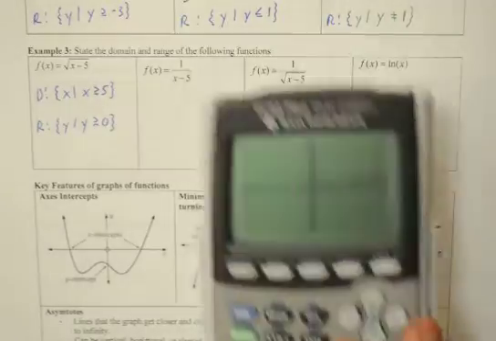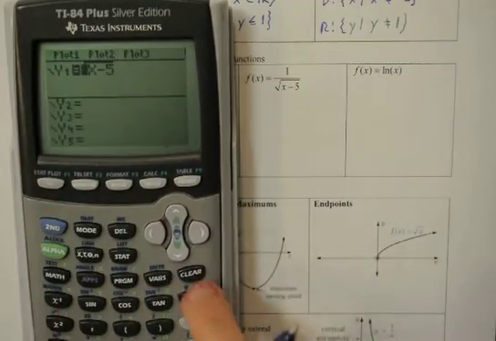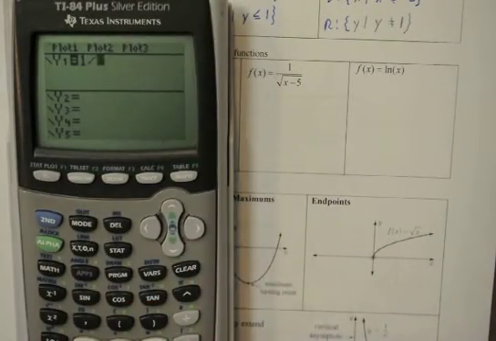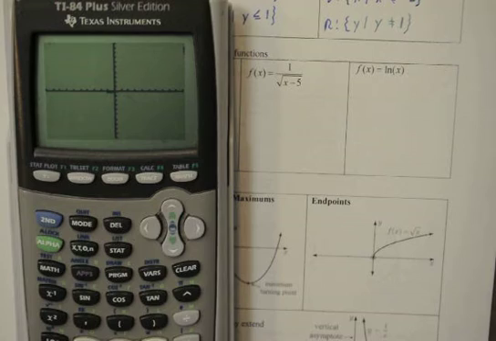Next, let's do the next one. 1 over X minus 5. And this is where I would have you stop the class and do it on your own. 1 divided by, in parentheses, X minus 5. Like that. Make sure you put the parentheses or else it will be different. So we're going to graph that.